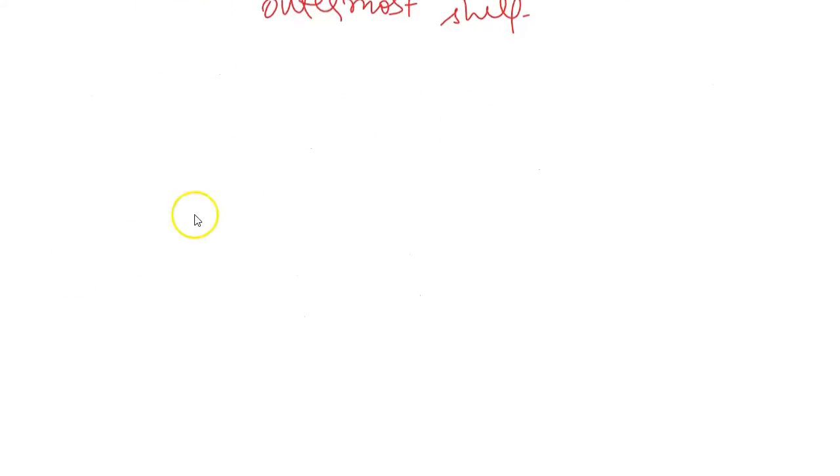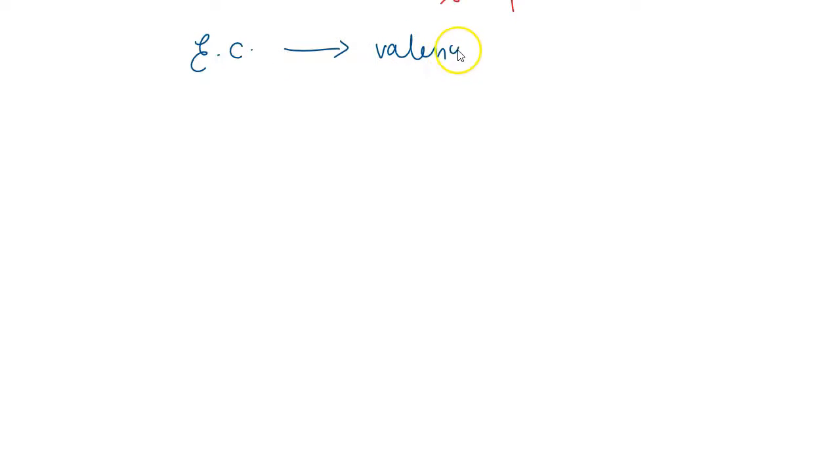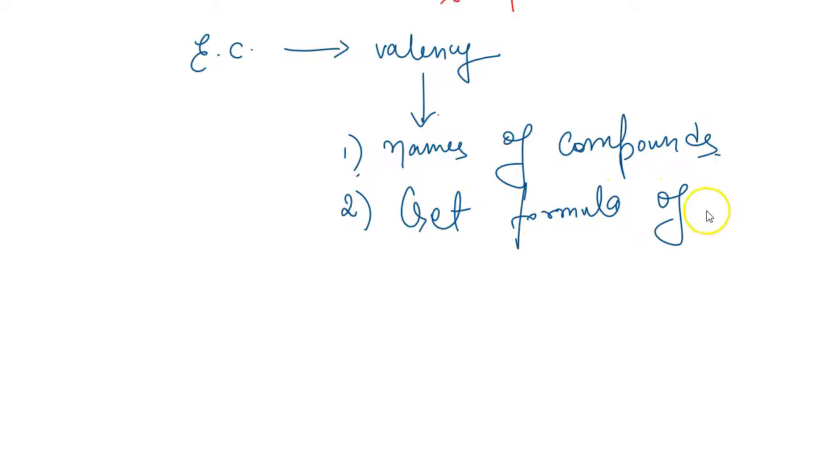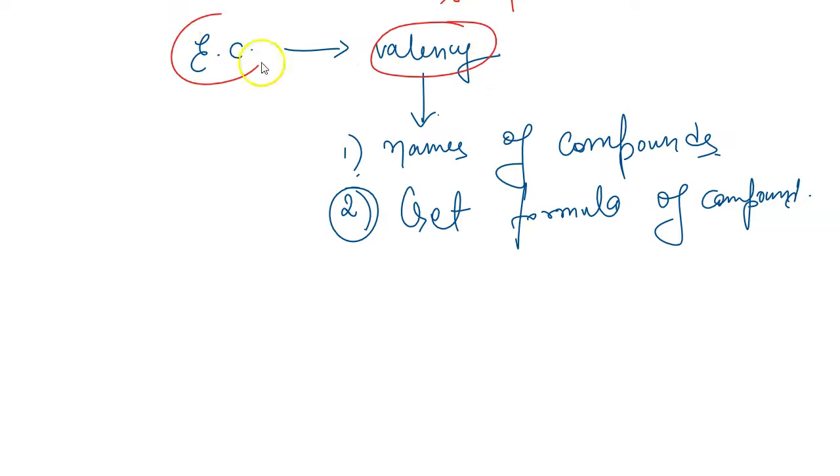So now once we have talked about how to write the electronic configuration and how to get the valency using electronic configuration, let us move ahead towards gaining knowledge about writing the names of compounds. Before writing names, because writing the name is not what we require, the main focus is how to get the formula of a compound. So remember, even if we are finding the formula of the compound, we need to use the idea of valency, and to get valency we need electronic configuration.